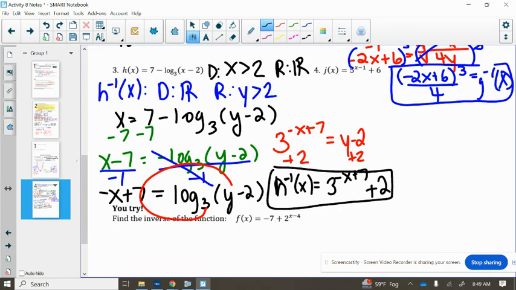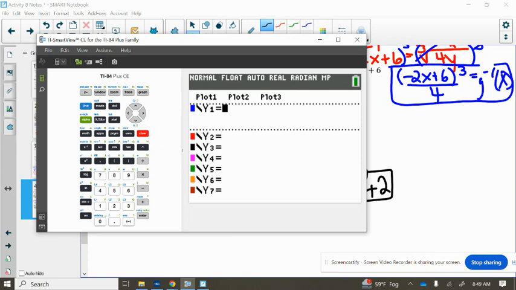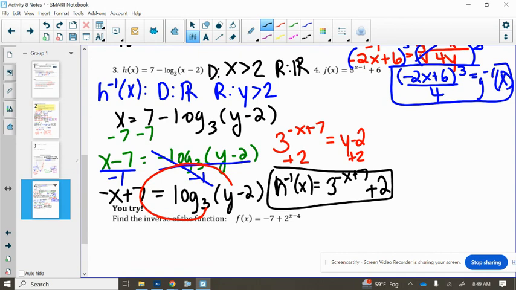All right, now on the flip side of that, for number 4 that I'm running out of room for, right? For number 4, if we check out the original function, we have 5 to the x minus 1 power plus 6. And again, on this graph, we are passing the horizontal line test, so we don't need to worry about restricting the domain. And our original domain on this one is going to be all real numbers.